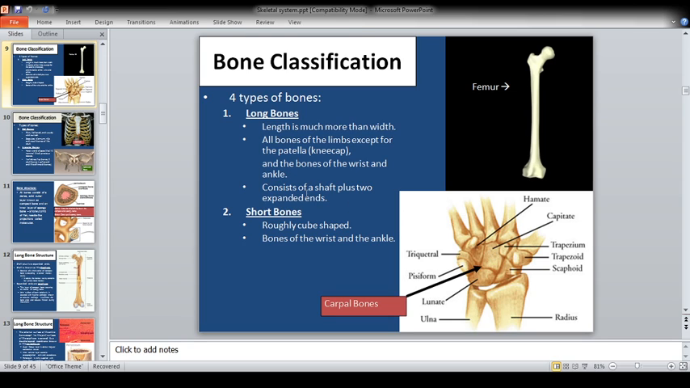Sorry, the bones of the wrist and ankle are also short bones. Only the tibia, fibula, radius, ulna, humerus and femur are the long bones. The patella and the bones of the wrist and the ankle are short bones.